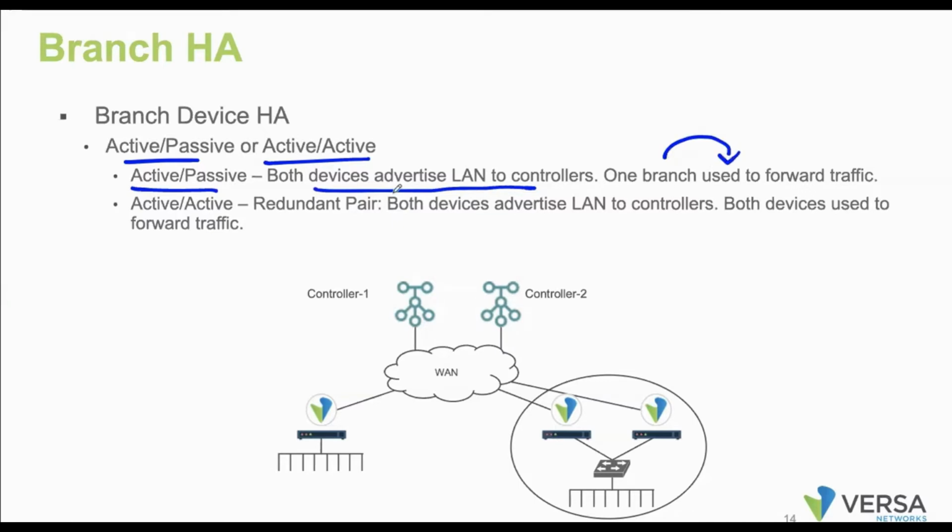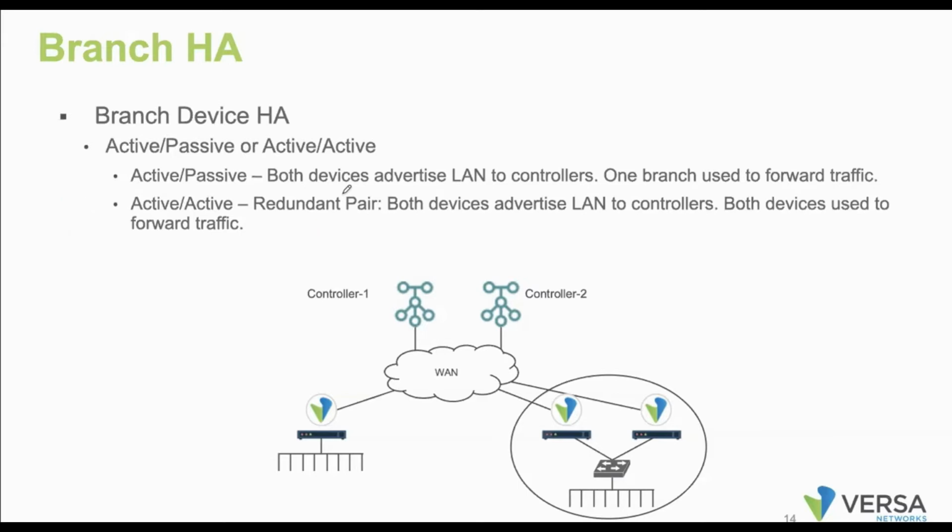Okay. So when it comes to the active, both the devices, with the help of the redundant pair, we are going to achieve the active scenario. Both the devices will advertise the LAN routes towards the controller, and both the devices will be used to forward the traffic. That's nothing but the active HA. Okay. So the active passive HA, we can achieve with the two variants, active with the help of single variant, redundant pair.